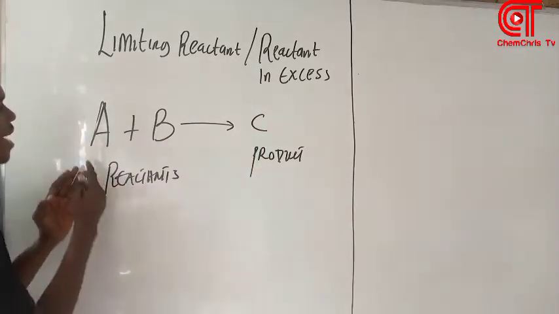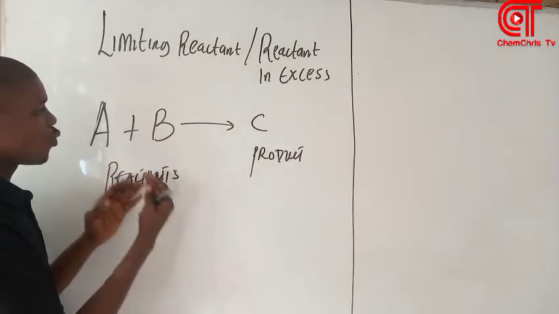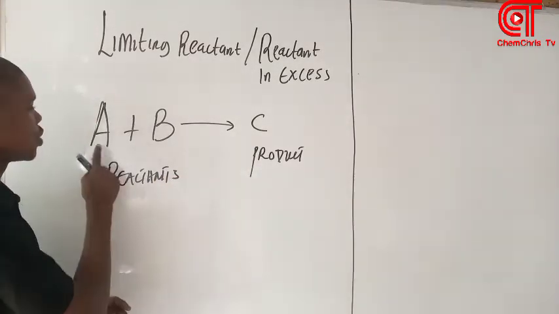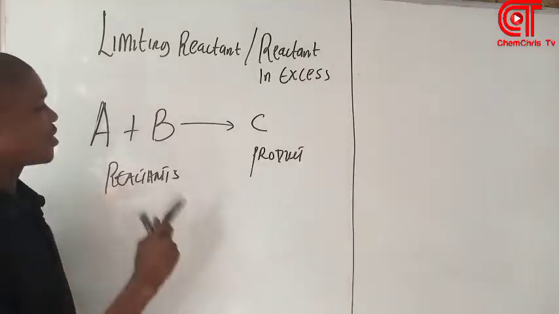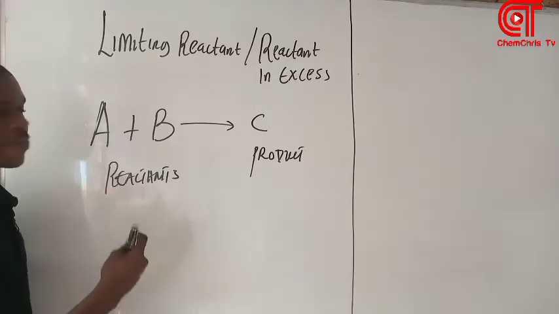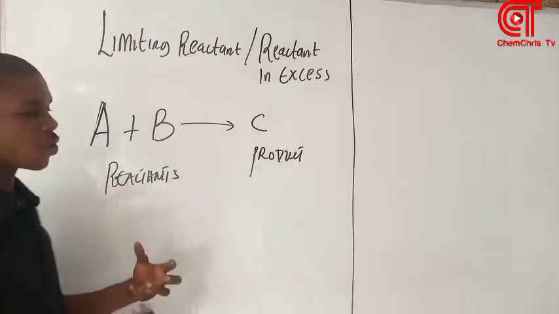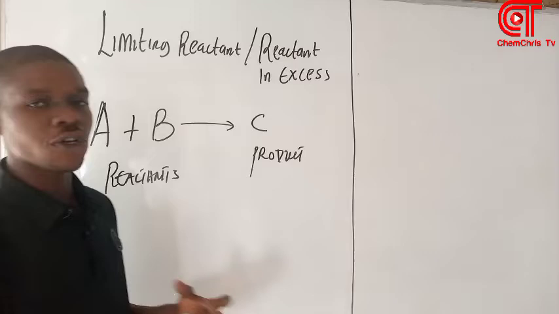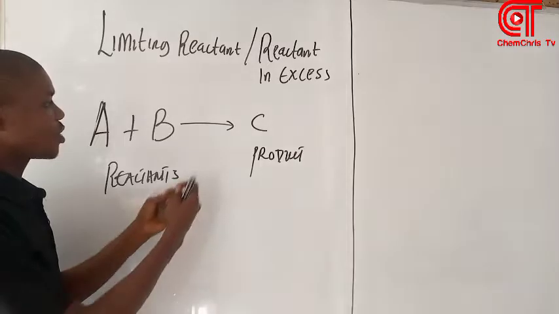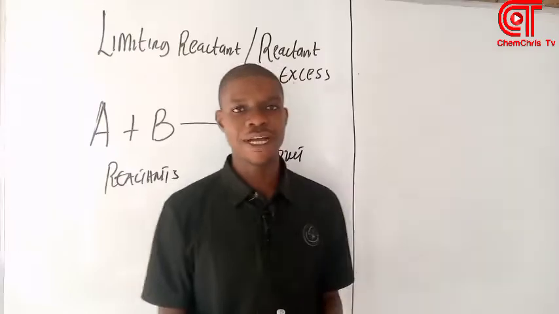As the reaction proceeds, it will get to a point where the reaction will stop. The reaction will stop not because both of them have been used up, but because one of the reactants has been used up. When one reactant is used up, there's no way C can be produced, so the reaction will stop. The one that is used up during the course of the chemical reaction is called the limiting reactant, while the one that remains when the reaction stops is called the reactant in excess. I believe you get the concept now.